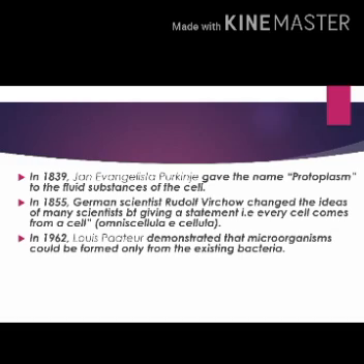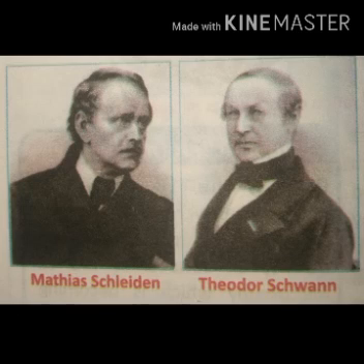In 1862, the French scientist Louis Pasteur provided experimental proof for Virchow's idea, and he determined that microorganisms like bacteria could be formed only from the existing bacteria. Only from the existing bacteria means only from the already made, already present bacteria. Dear students, after the first observations of life under the microscope, it took 2 centuries of research to formulate the cell theory.